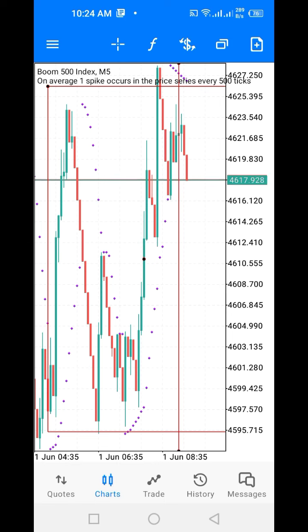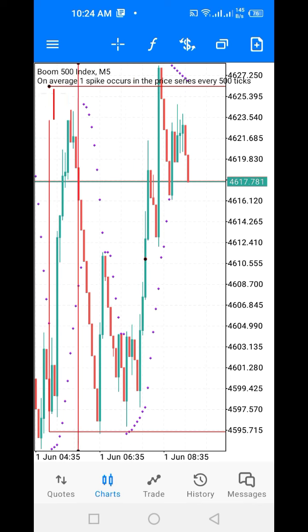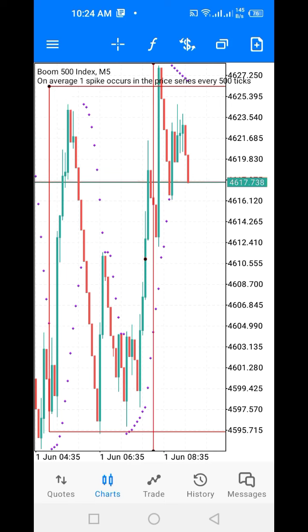And this is just 10:24 a.m. today on the 1st of June. You already have 2 signals on Boom 500 using 1 hour and 5 minutes chart. Can you see it? We have 1 and we have 2. We still have like 16 hours to go today, so we're still going to see more buy signals.